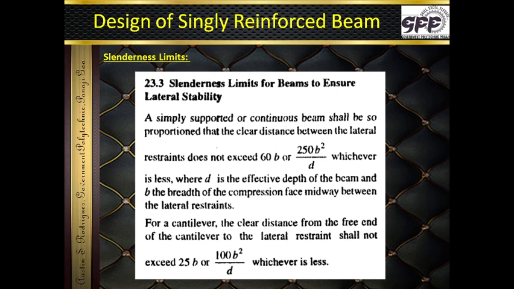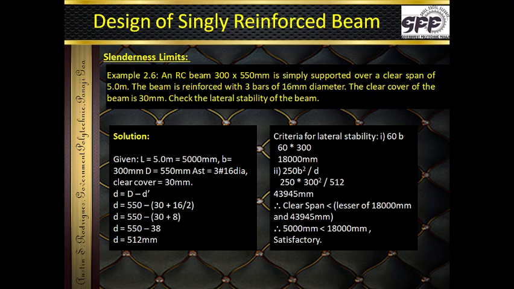So both the conditions are there. I think the best part is to solve some examples. When we solve the examples, the things will be clear. But please remember, this part of slenderness limits for lateral stability is not there in the syllabus. It is only to cover a gap. What is not covered in the syllabus but which is there in the code, we are trying to cover that portion for you. Now an example.